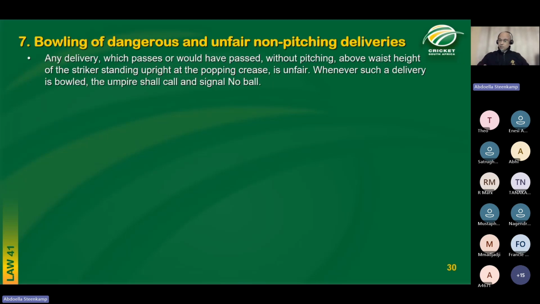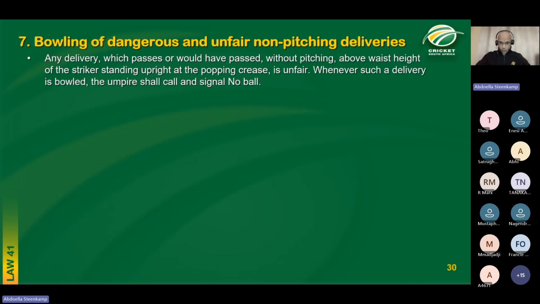And lots of players don't know this law because you'll often find batters, let's say the batter does decide to double step or triple step to try to get to the pitch of the ball. So now the batter is, let's say, 2-3 meters outside the popping crease, almost halfway down the pitch. And now the ball comes on the full. And let's say the batter now hits it. Lots of batters think, let's say the ball is almost chest height when the batter hit it.